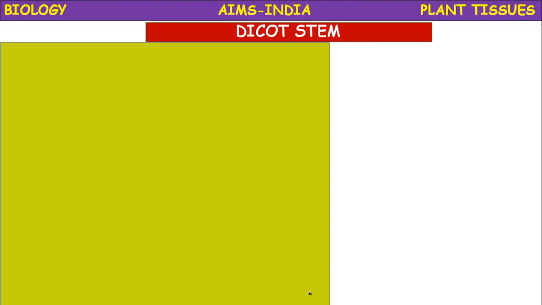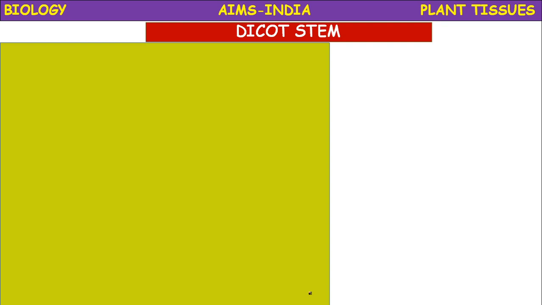Next, one activity: studying the tissues present in the dicot stem. So once again, what are the materials required for this experiment? You need a needle, a watch glass, and a sharp blade, and the experimental material, a dicot stem.